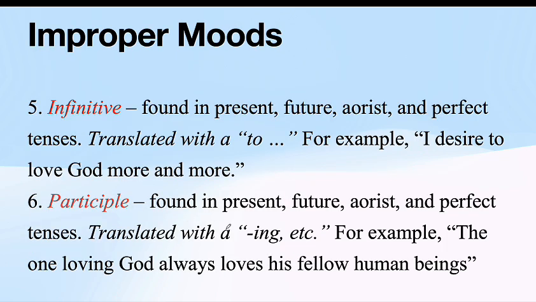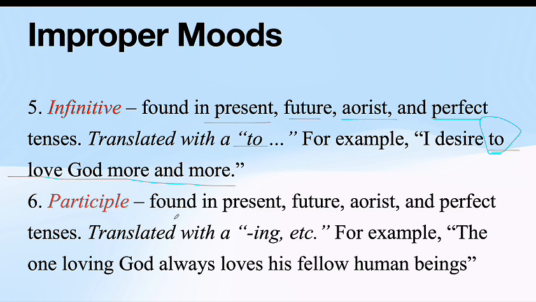Improper moods. There are two improper moods. These are the infinitive and the participle. So the infinitive is found in the present tense, in the future tense, in the aorist, and in the perfect tenses. It has a translation with "to." For example, I desire to love God more and more. "To." This is the easy way to identify an infinitive.